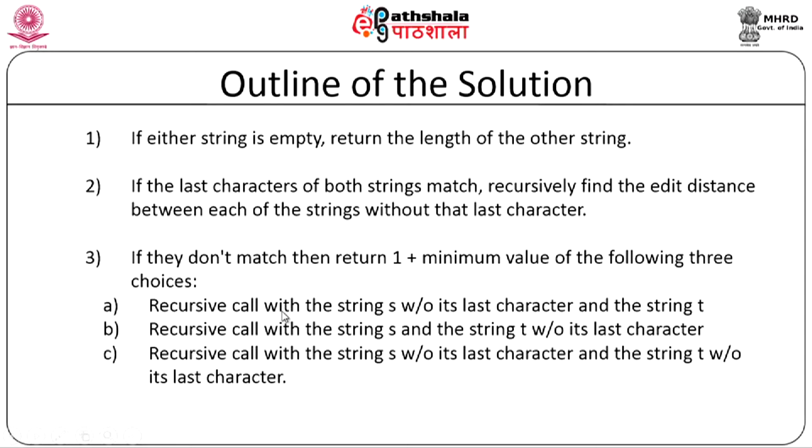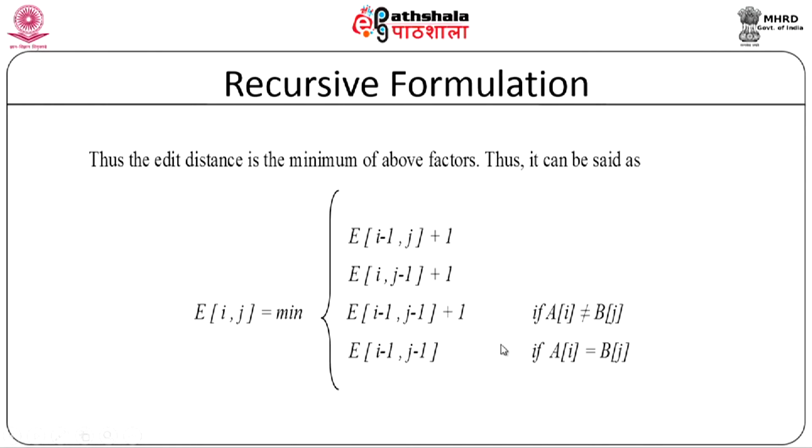If they do not match, then it is going to be 1 plus the minimum value of these 3 choices. A recursive call with the string S without its last character and the string T, a recursive call with the string S and the string T without its last character, and a recursive call with the string S without its last character and the string T without its last character. In other words, if the characters match, then there is no necessity for any operations. The operation becomes crucial only when there is a mismatch. So, that is the reason why we are saying 1 plus the minimum value of all these choices.